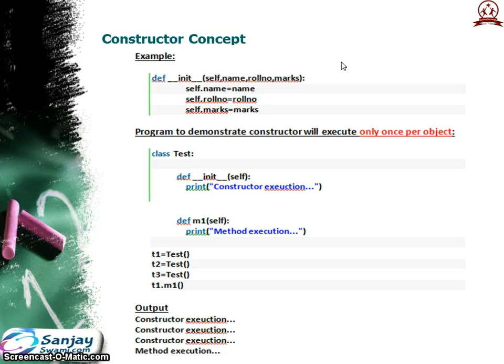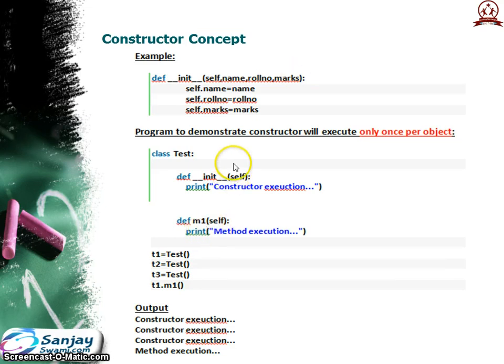Some attributes of the constructors are: per object, the constructor will be executed only once. The constructor can take at least one argument, and if it is taking only one argument, it must be self. The constructor is optional, and if we are not providing any constructor, then Python will provide the default constructor.